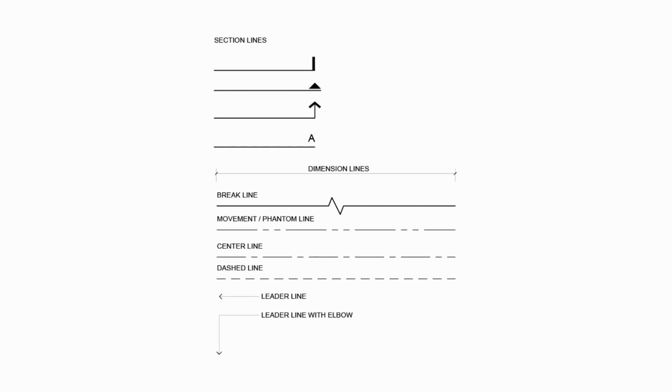Another example or a set of lines here, we've got our section lines. These are demarcation lines, our dimension lines, our break lines, phantom lines, center lines, dashed lines.